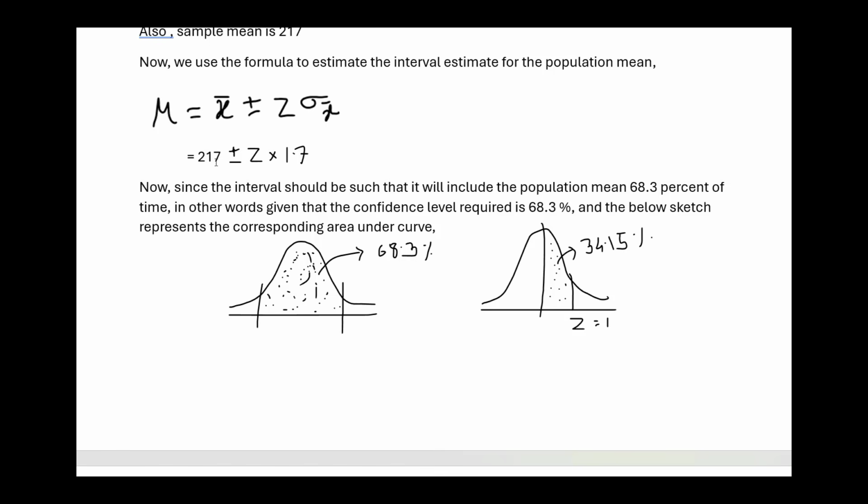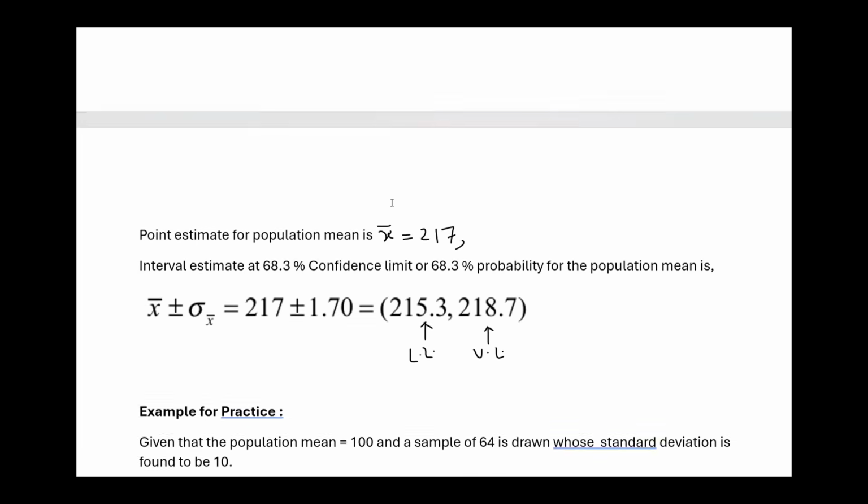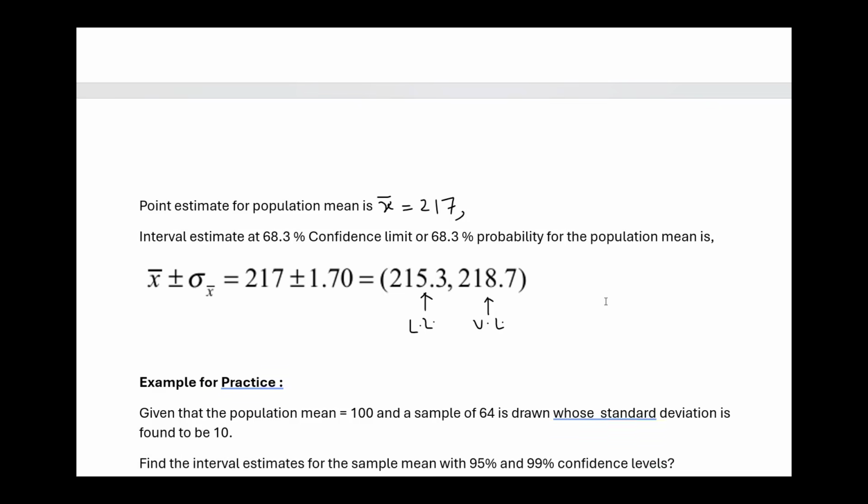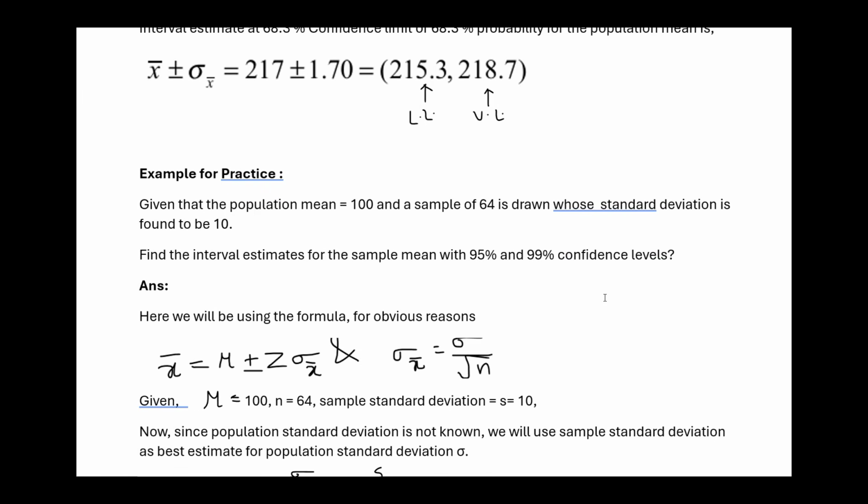We substitute here. So 217 plus 1.7 and 217 minus 1.7 will be the two limits, upper limit and lower limit. It comes out like this: 215.3 is my lower limit, 218.7 is my upper limit. So this is my answer, the upper and lower limit, where I am 68.3% confident that the population mean will be between these two.